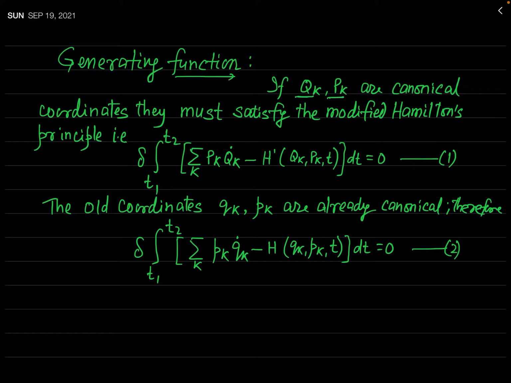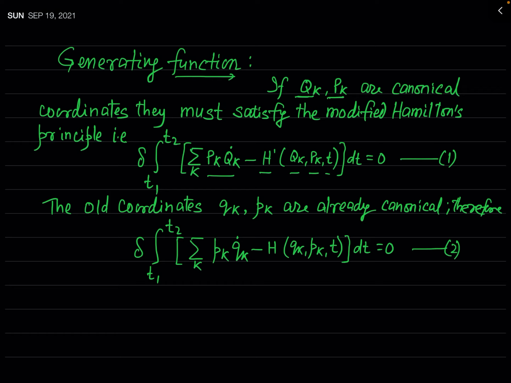is written as delta integral T1 to T2 of summation over K, where K runs from 1 to n, PK QK dot minus H prime. And as you know, H prime is a function of QK, PK and T, dt equal to 0.